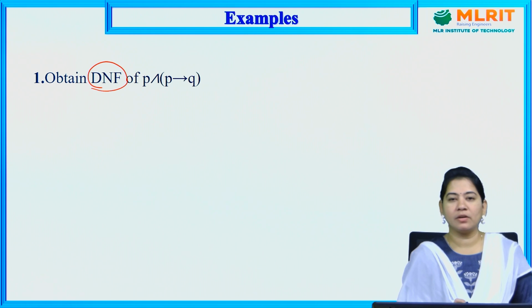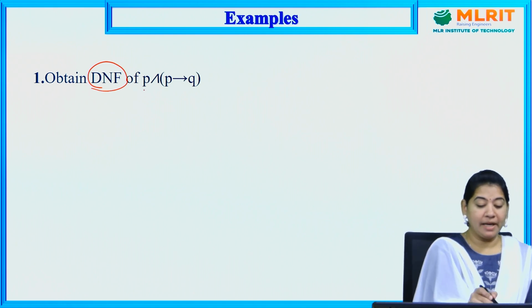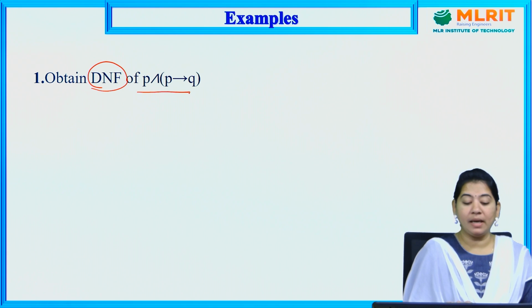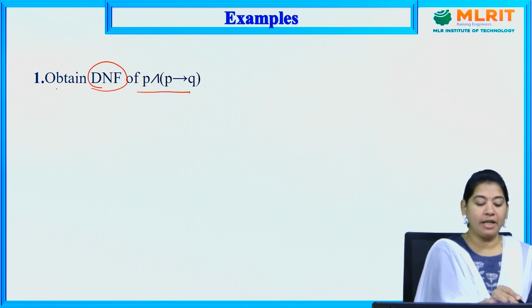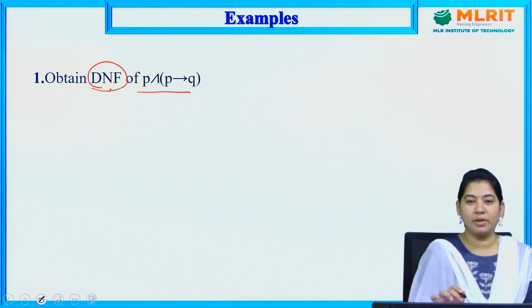Now let us solve a few problems based on the DNF so that we can understand very clearly how to solve the normal form problems. So what is the first one here? Obtain DNF of P and (P implies Q). Here we have the question, we need to get the DNF. We need to remember the question very clearly here.